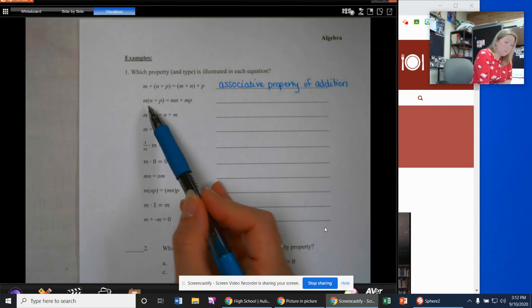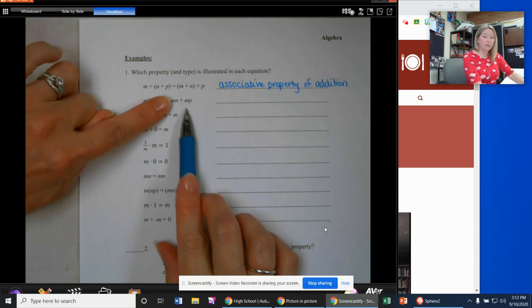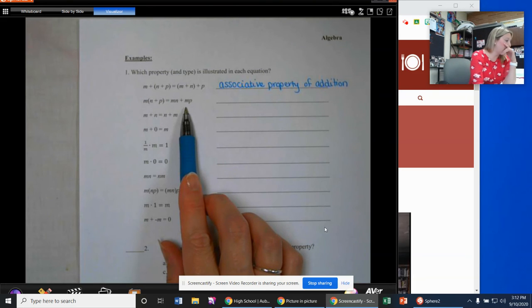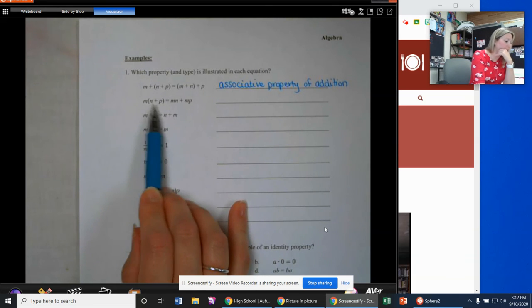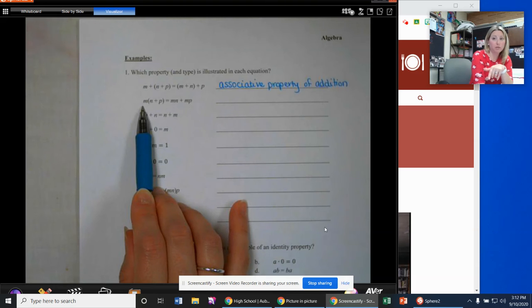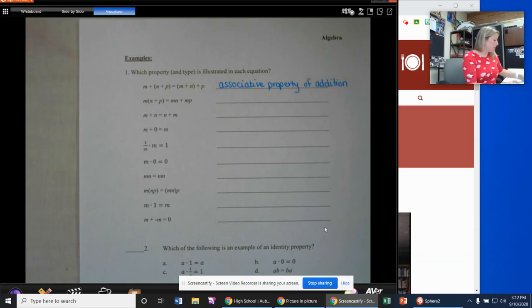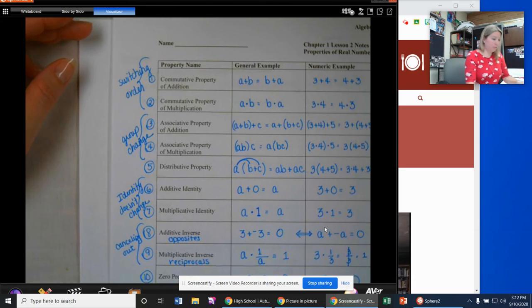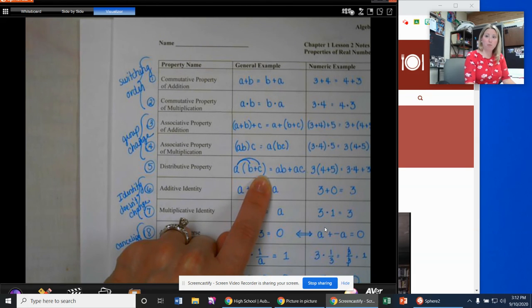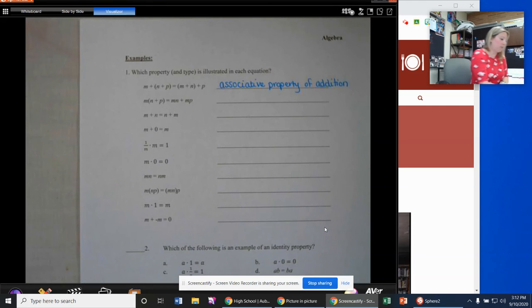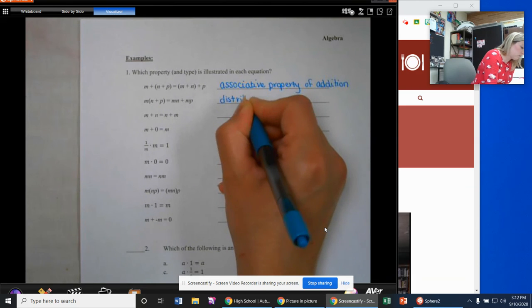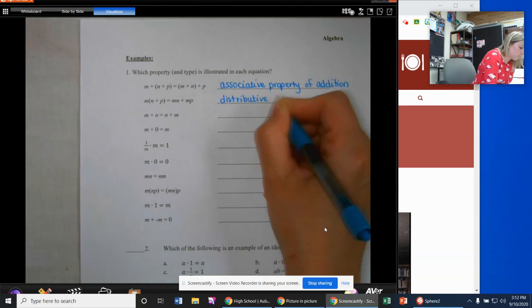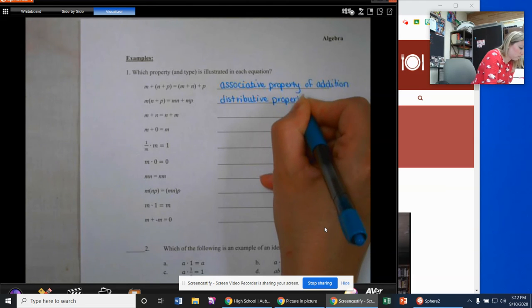All right, next. I've got parentheses again, so I feel like I'm on the lookout for the associative property. However, look at the other side. On the other side, I don't have parentheses. Wait, in here it's plus, and out here it's multiplying. So which of my properties covered both? The distributive property. That's how I know things like this. So the distributive property is the one that's not of anything.